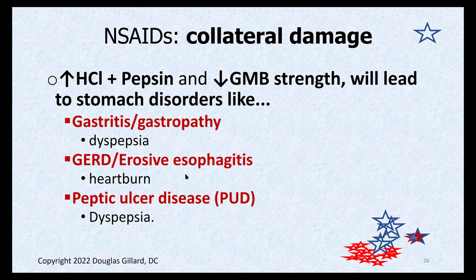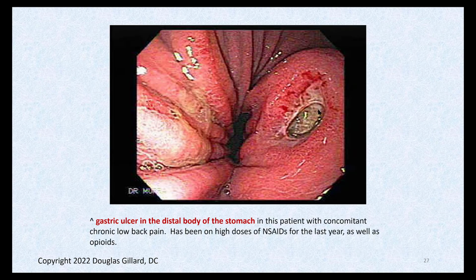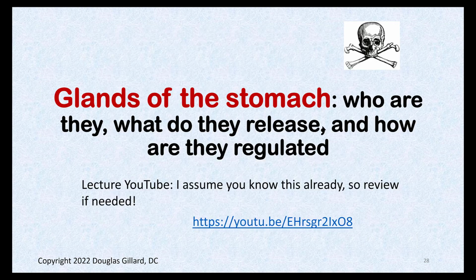All the excess acid, especially if you have any risk, like a loose lower esophageal sphincter, is going to give you GERD. And even worse, it can get into the duodenum and burn a hole through that and cause a peptic ulcer. Or it can burn a hole in the stomach too. In fact, there is a peptic ulcer in the stomach in a patient who's been on high doses of NSAIDs for the last year. Pretty soon the stomach pain was worse than the back pain.